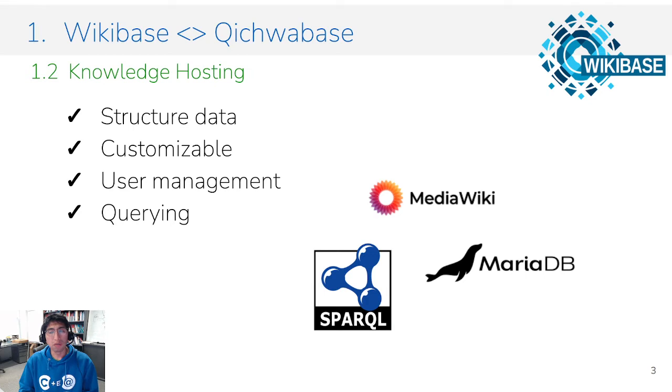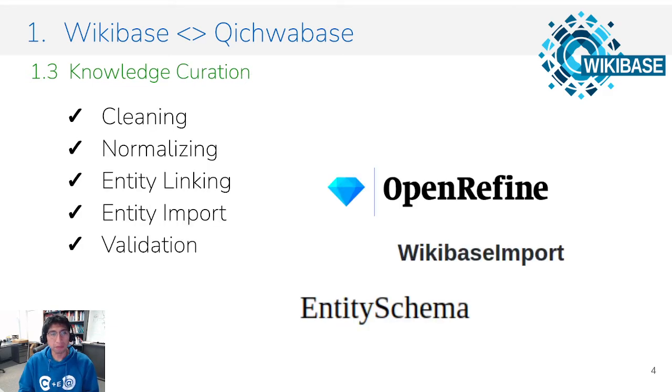Also, for hosting the knowledge, we wanted something that can store the data as structured data. We also wanted to customize it, manage the users and the community, and also query the data. So Wikibase provides MediaWiki, MariaDB, and Sparkwell in the knowledge hosting task. For the curation tasks, Wikibase provides OpenRefine, Wikibase import, and entity schema.